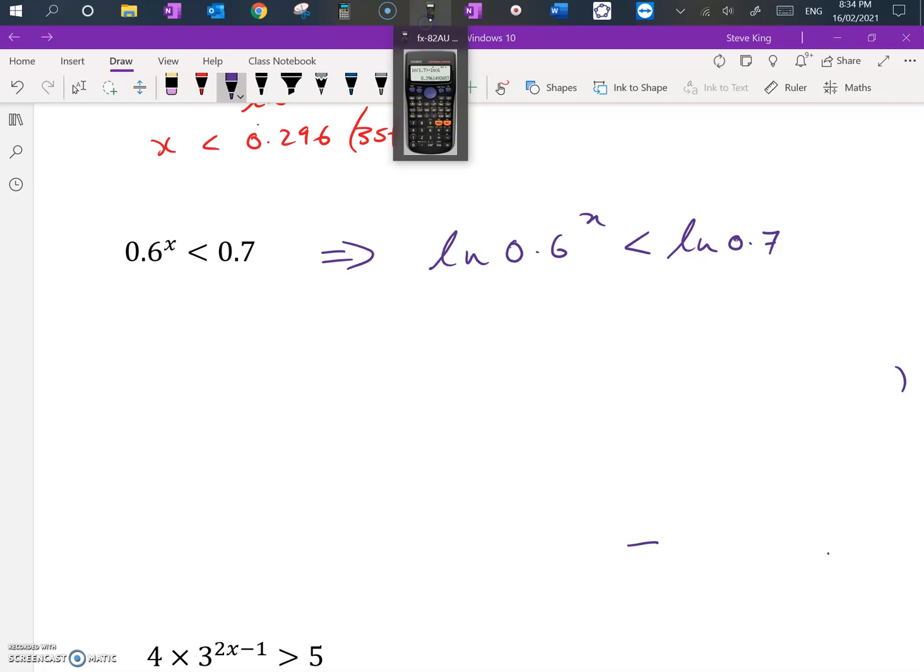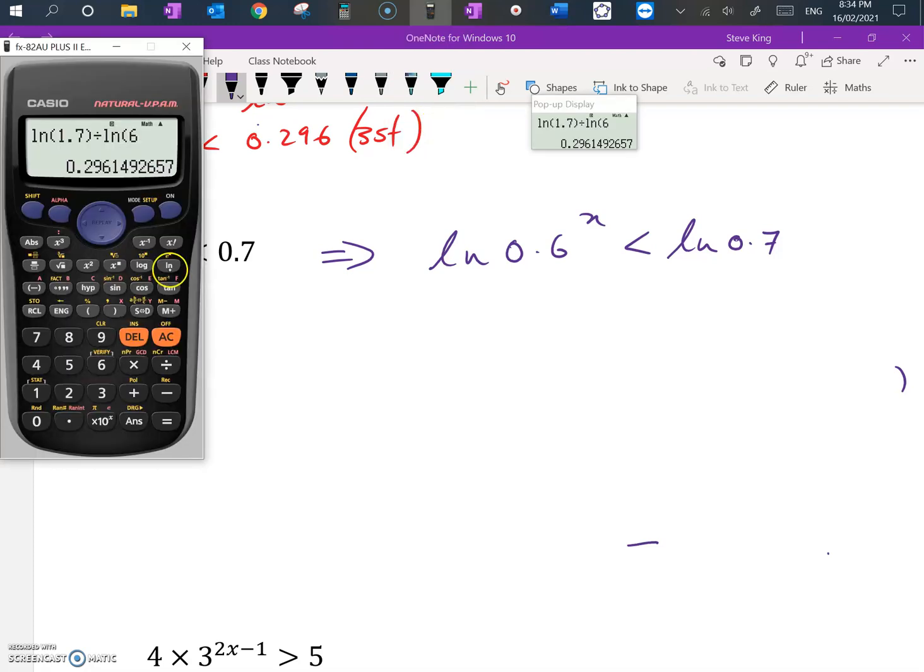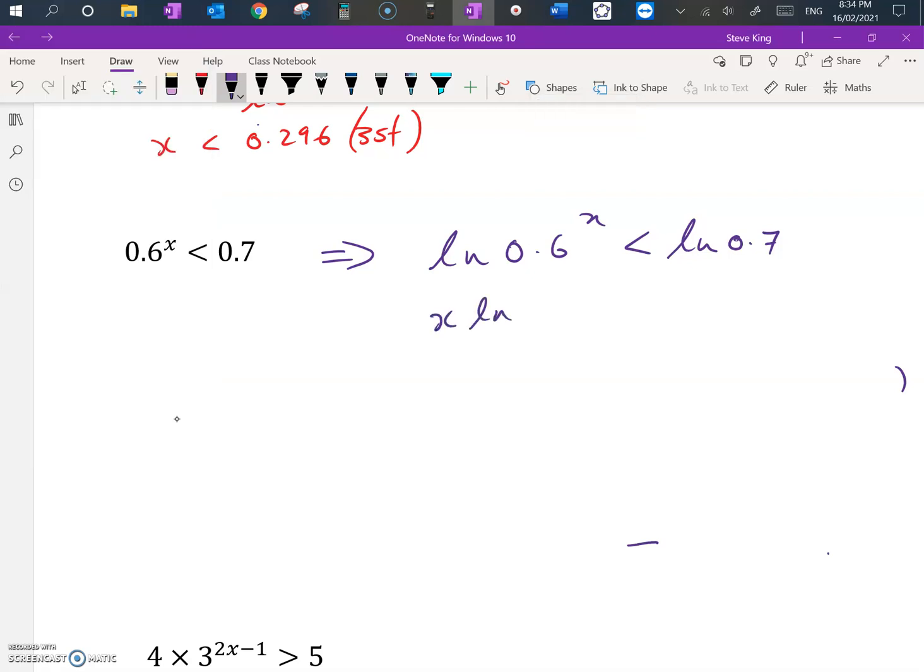Now, if we go and check on the calculator, what is the natural log of 0.6? The natural log of 0.6 is a negative number. So even though I might rearrange this to being x ln of 0.6 is less than the ln of 0.7, because this thing over here is a negative quantity, when I divide both sides by it, I must change the sign of the inequality, and I'm going to get this statement over here.